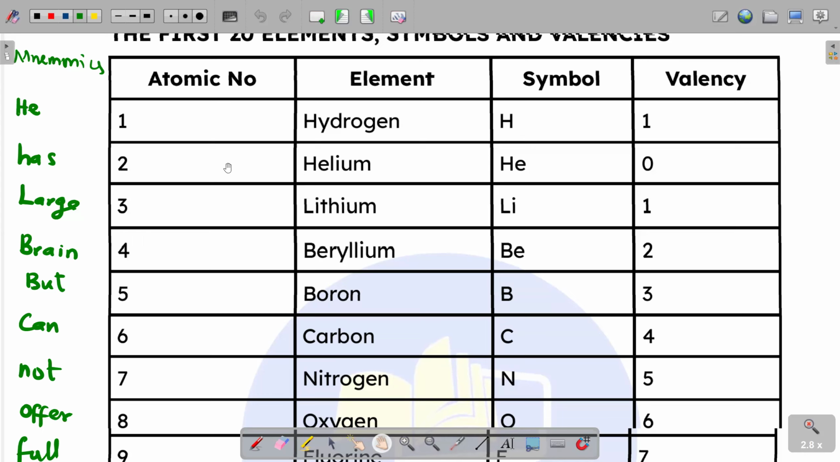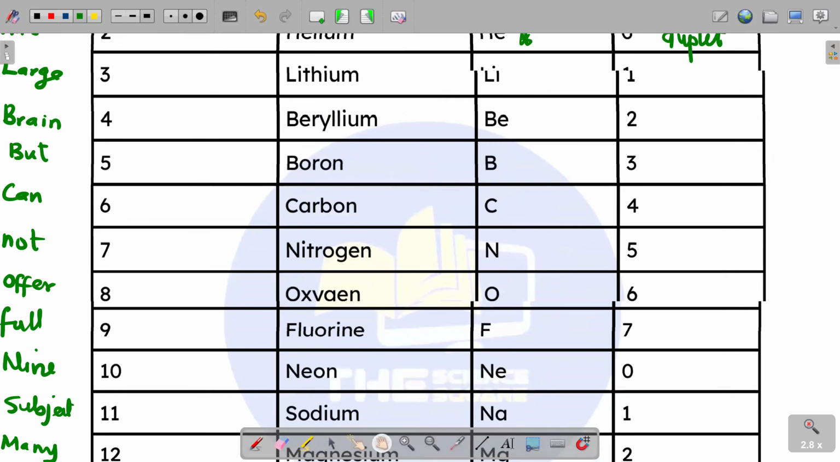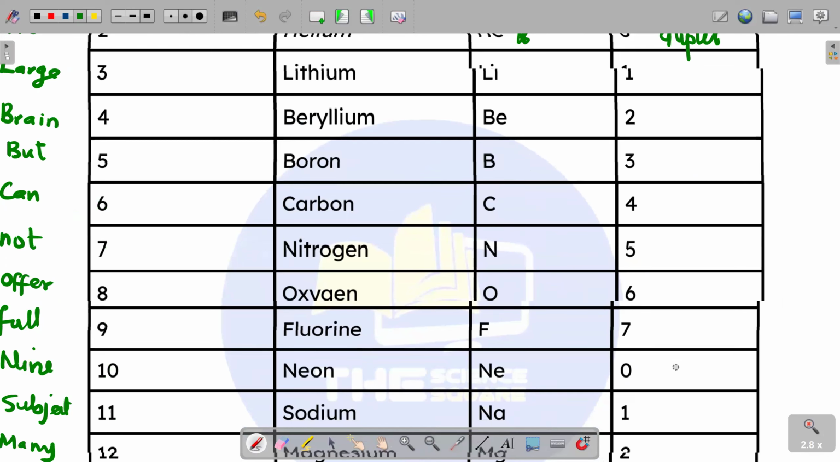For helium, the first shell is assumed to take just 2 electrons. Because it can take 2 electrons, it is completely filled. And if it is completely filled, we say it has attained a duplet state. So in the case of helium, we say helium has attained a duplet state. Another element that behaves like helium is neon. Neon has attained octet state.